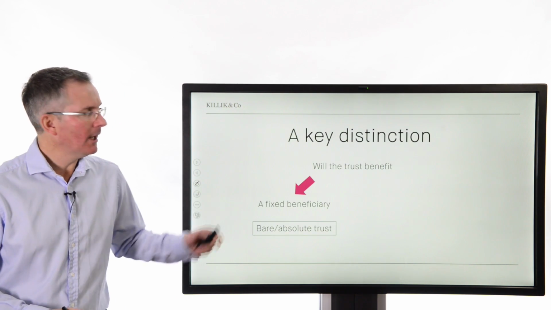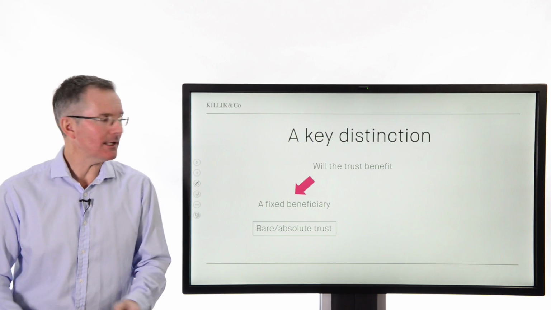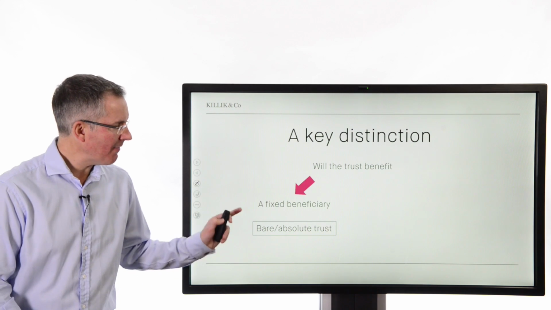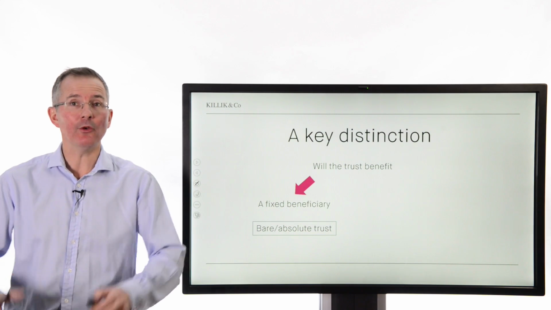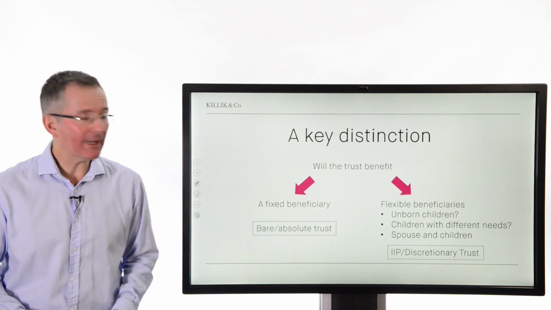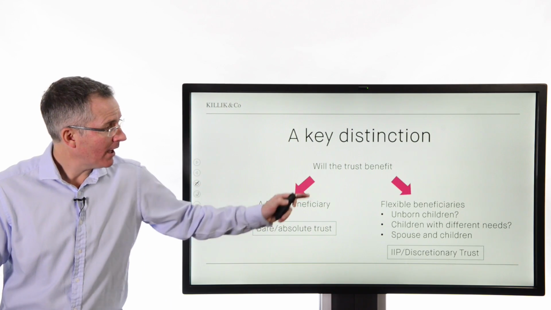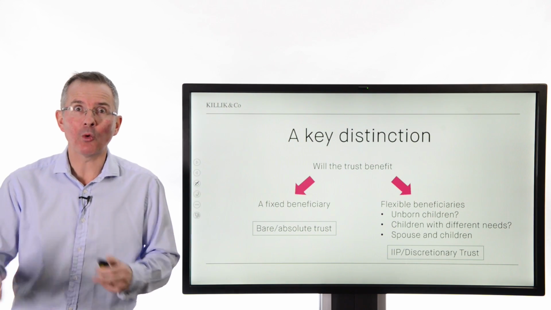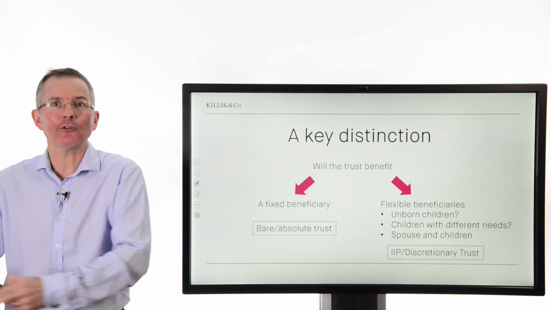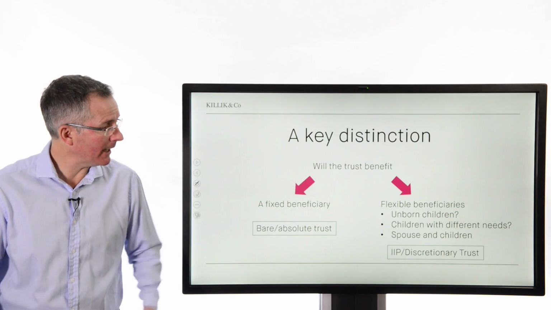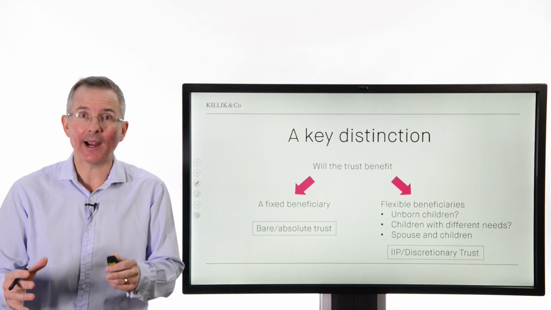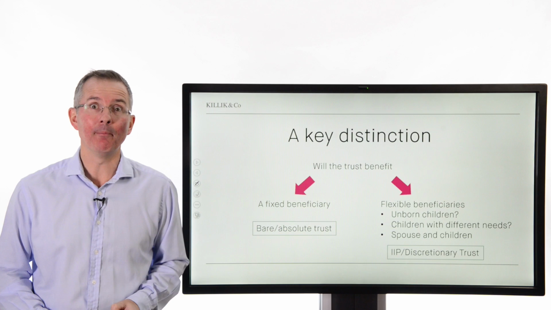Now, key distinction. And this drives the type of trust that's set up in practice. If you've got a fixed beneficiary, a named beneficiary, a grandchild, for example, then typically a bare or absolute trust will do. They're relatively straightforward, the tax treatment's relatively straightforward, and so on. If it's more complicated, usually flexible beneficiaries, unborn children, children with different requirements, and/or a spouse and children, so you want some benefit to go to a spouse, some benefit to go to children, then much more likely you'll need what's called an interest in possession or discretionary trust. That is not all the types of trusts that are out there, that gives you the main division between them.